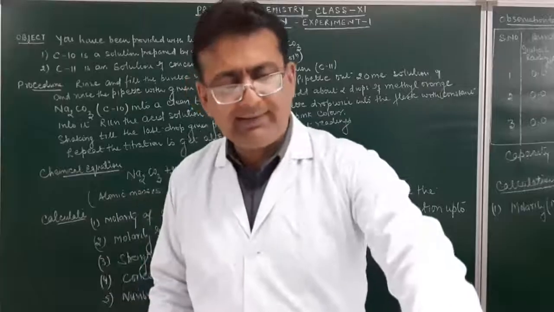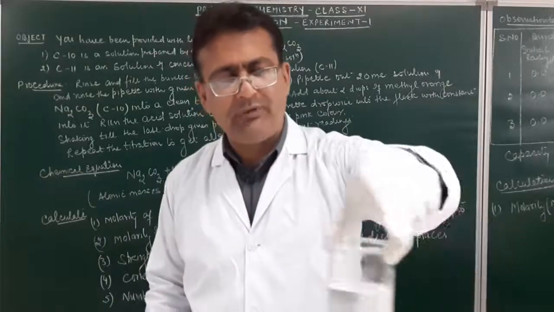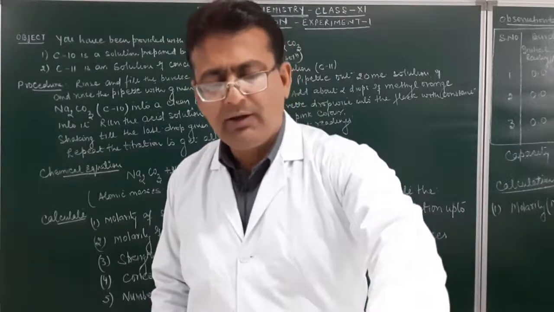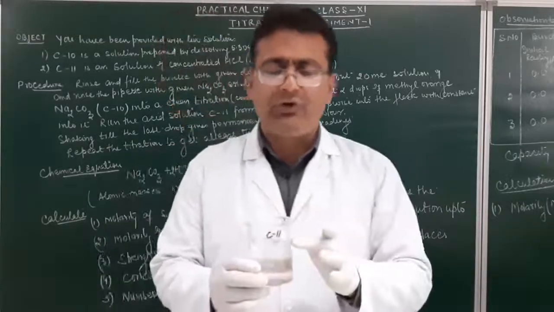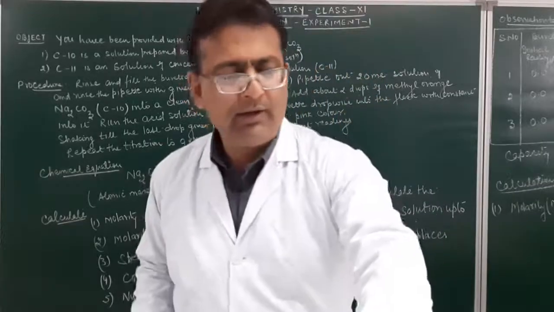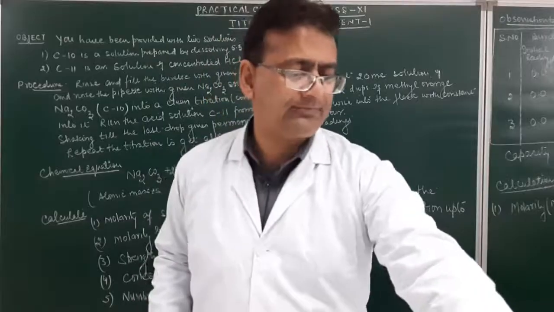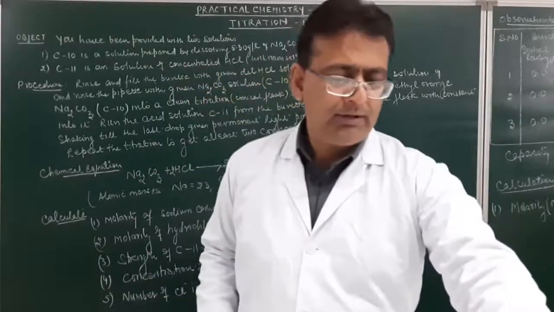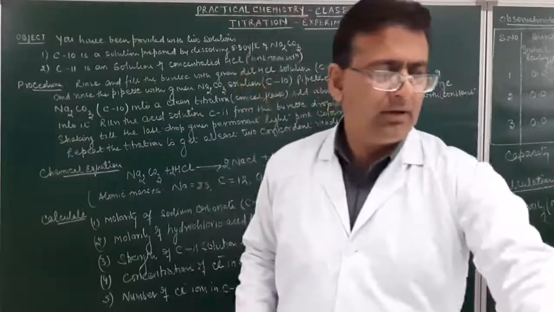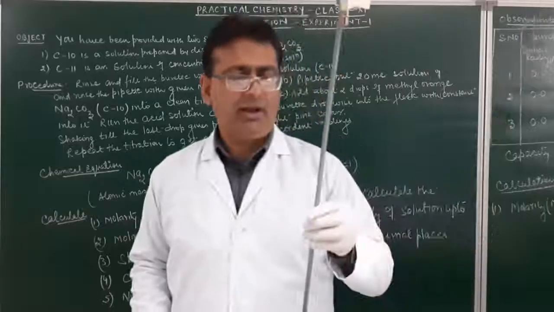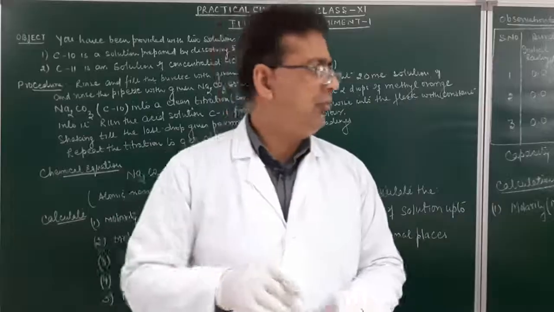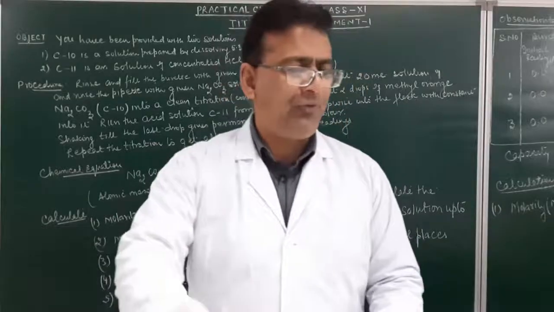Then these are the beakers. In one of the beakers we have a C10 solution of sodium carbonate. In another beaker we have a C11 solution of dilute HCl. Then over here we have a titration flask. Then this is a clamp stand. And then over here we have a funnel.